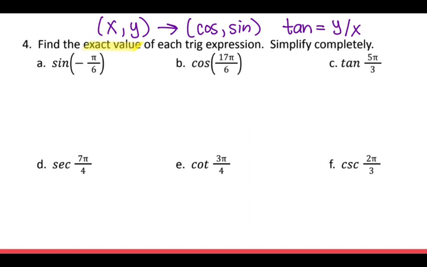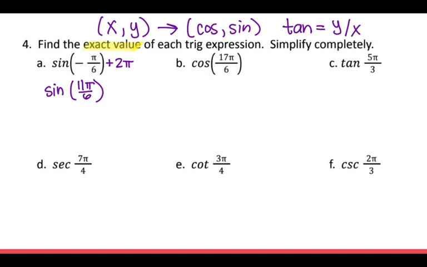So I have sine of negative pi over 6. What I want to do is add 2 pi, because negative angles are not on my unit circle. So what I'm really looking at is sine of 11 pi over 6. Because again, when I add 2 pi, I need to have that common denominator. So I'm really adding 12 pi over 6. So I'm at 11 pi over 6.